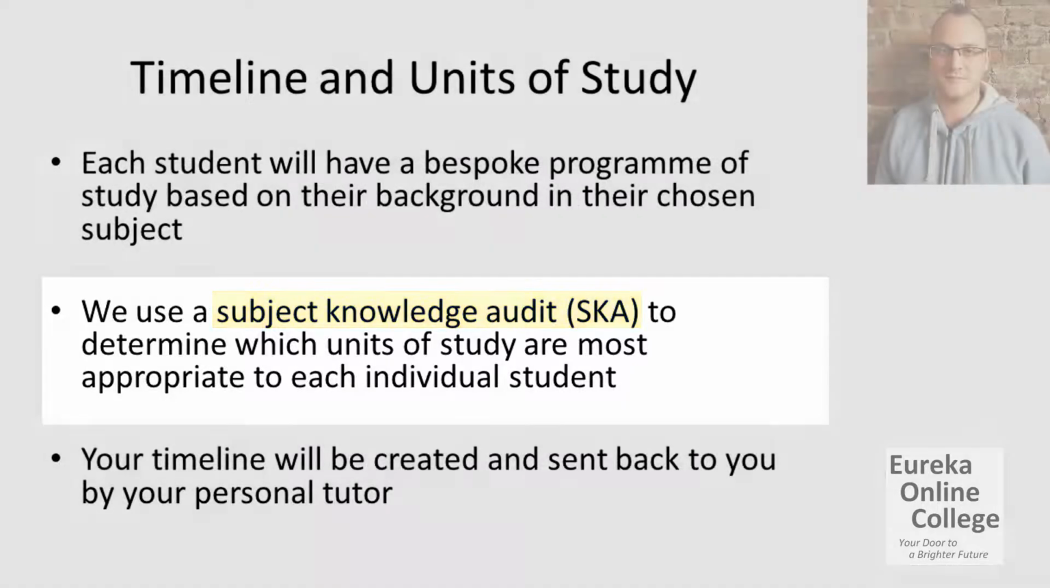I'll show you where to find the subject knowledge audit in a second, but basically what you'll do is fill out this document and send it to your personal tutor. You'll be told who your personal tutor is in your welcome email, and you'll be given their contact details so you can get in touch with them. You'll send the SKA over to your personal tutor, and they will look at your subject knowledge audit. They'll look at the areas that you're more or less confident in, create a timeline, a program of study based on this, and then email that timeline back to you.